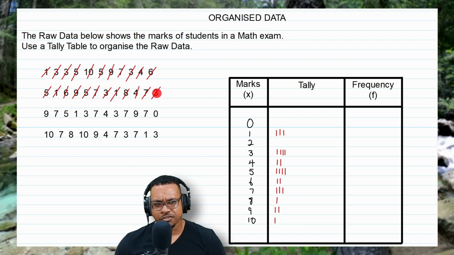Now, as we cross off the 3 here, we already have 4 strokes on the 3. So instead of putting a 5th stroke, what we're going to do is just cross it like this. So 4 strokes like this and then crossing it like that would represent 5.